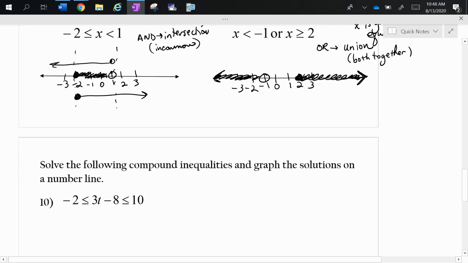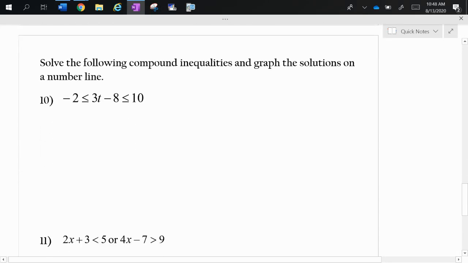So now we're going to solve a compound inequality. And notice that when it doesn't say or, notice it has the variable in the middle and one going to the right, one going to the left. This is how we know that this is an and compound inequality. So when we graph the solutions on the number line, we only graph the intersection of the two inequalities.